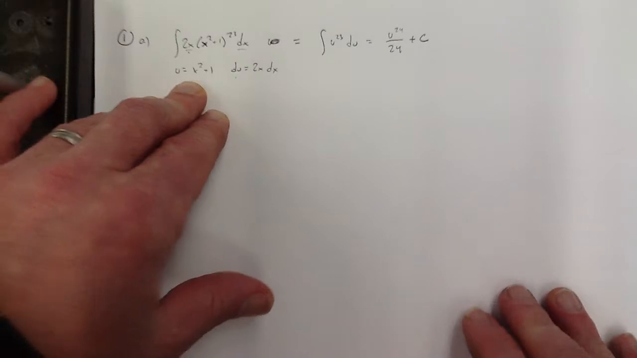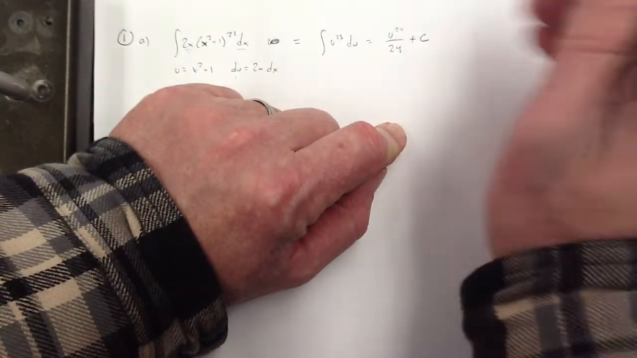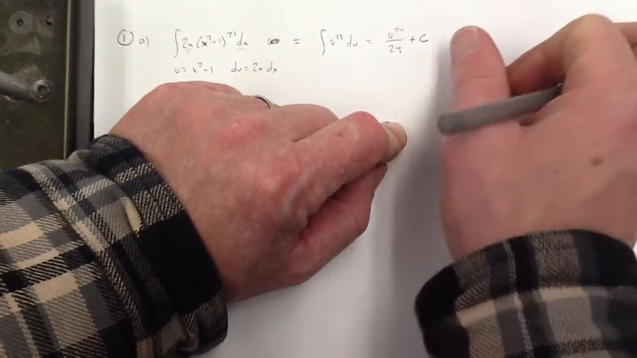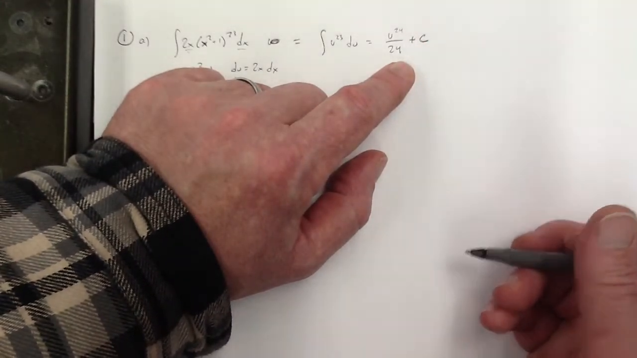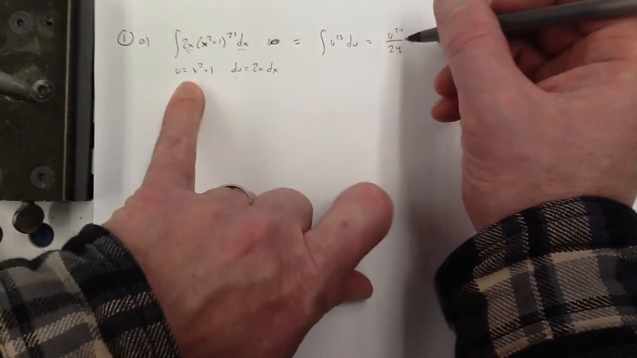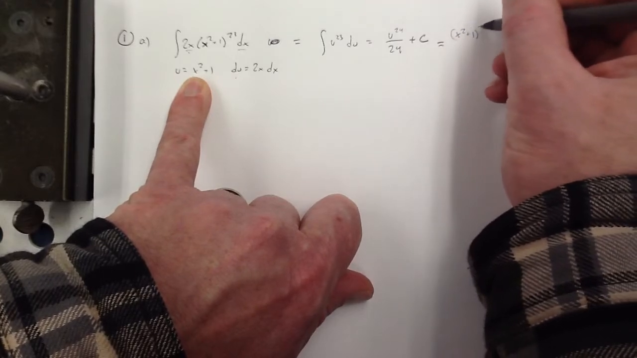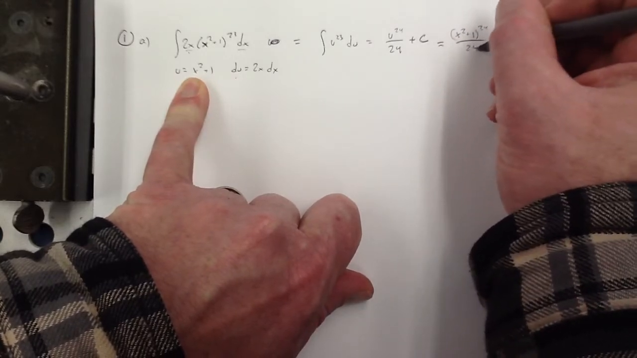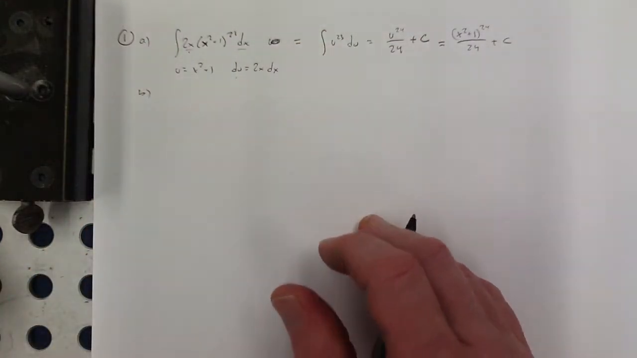Don't forget that plus c. We're finding these general antiderivatives, because when I take the derivative, if that was plus 17 or whatever, it would go away, so that could be anything. Then the last step is to just go ahead and put that back. And that's all there is to it. All right, let's start cruising now.